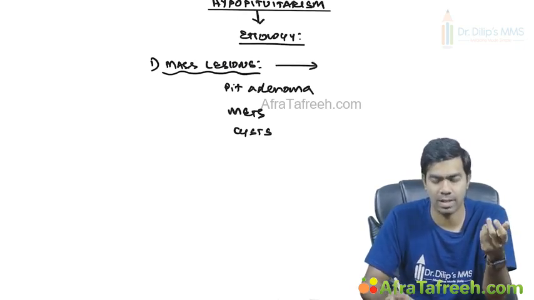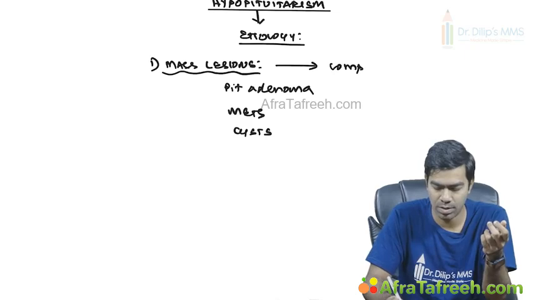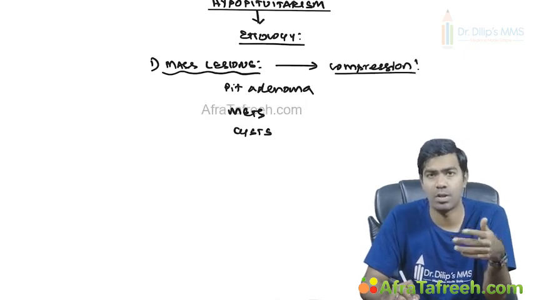All these things can produce mass lesions. These mass lesions can produce compression of the normal pituitary, the normally secreting areas of the pituitary. They can result in compromise of these areas and reduced secretion of hormones from them. That is why any mass lesion can produce hypopituitarism.